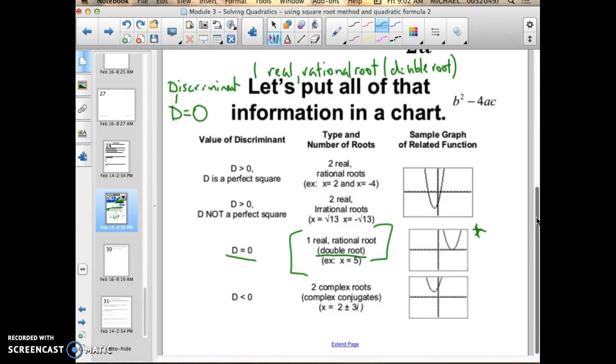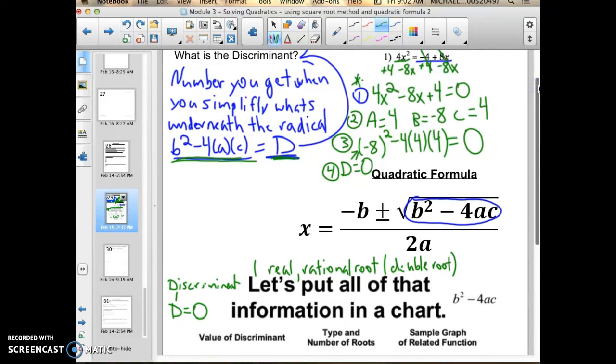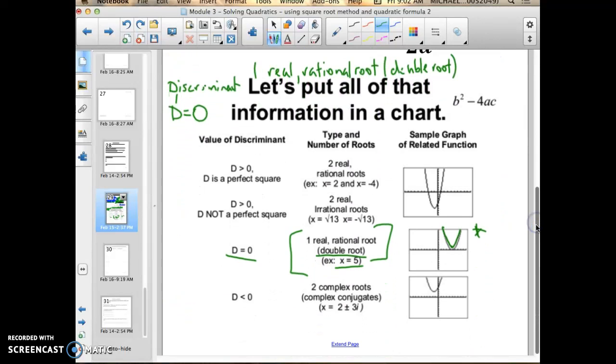So here's a graph of an example like x equals 5. It goes down to 5 and then bounces off there and comes back up. So it'll have a double root, means that it exists twice there. And again, the discriminant is not your final answer to solve this. I didn't solve my quadratic equation by finding the discriminant. Again, in order to solve it, I would have to continue using the quadratic formula. All I found is that I know now that when I do solve it, there's going to be one real rational root.